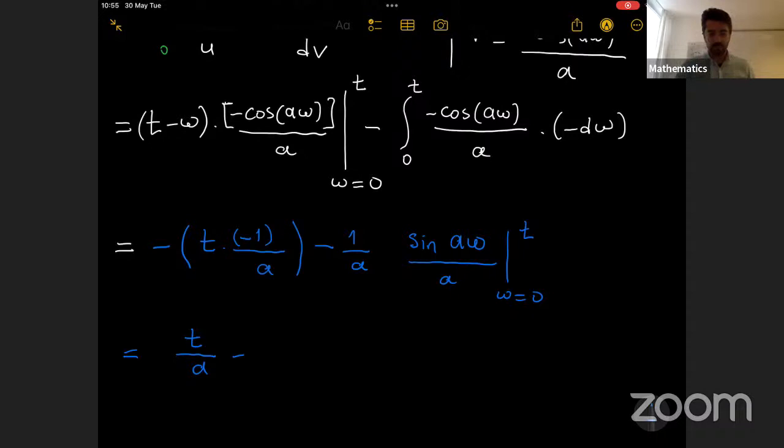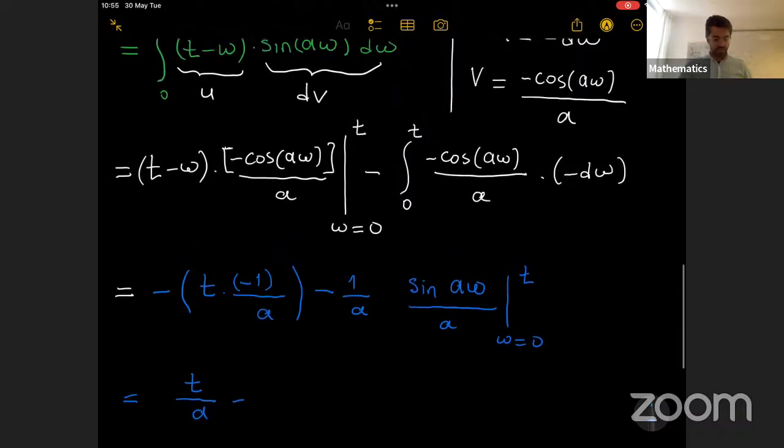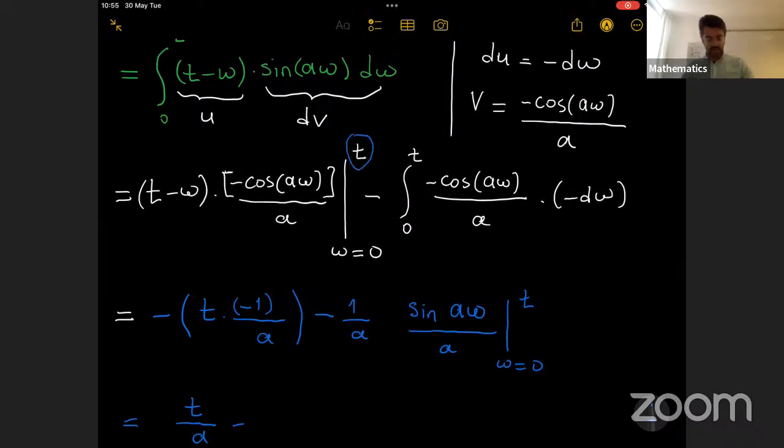Minus sign at the beginning. Why do we have minus sign at the beginning? Because you plug t first, and then you get 0. Minus, then you plug 0 here. When you plug w is equal to 0, it's going to be t over, and minus 1 here. Make sense?